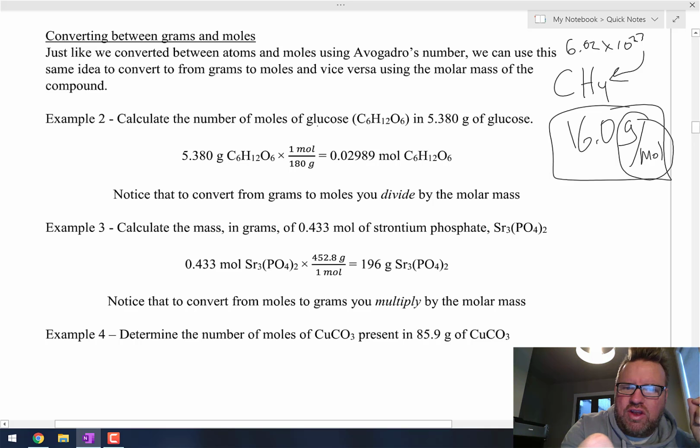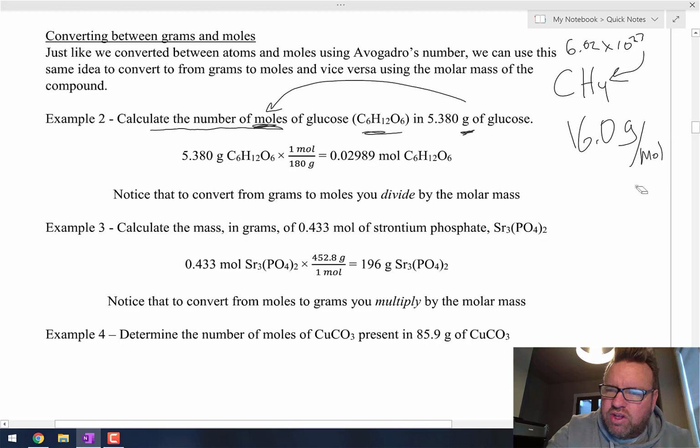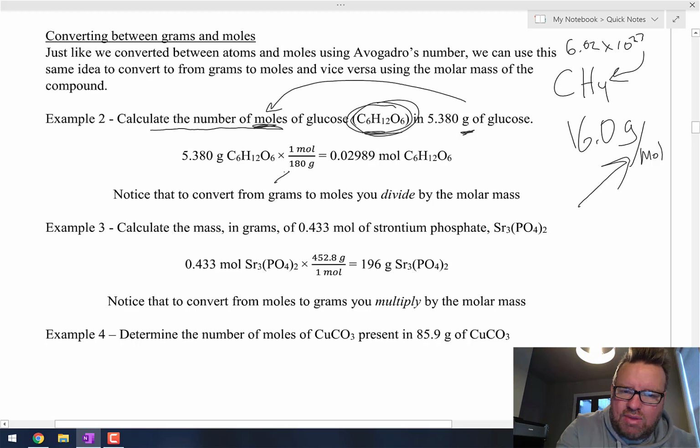Okay, it says calculate the number of moles of glucose. So we're calculating the moles of glucose, which is C6H12O6, in 5.380 grams of glucose. So they're giving us grams, and we have to find moles. Okay, and again, what's the conversion that we have that involves grams and moles? It's the molar mass. So we have to go to the periodic table, and we have to find the molar mass of glucose. Well, we already did it earlier, and plus you can see it's right here as well.